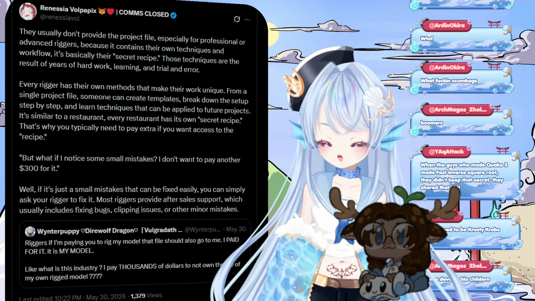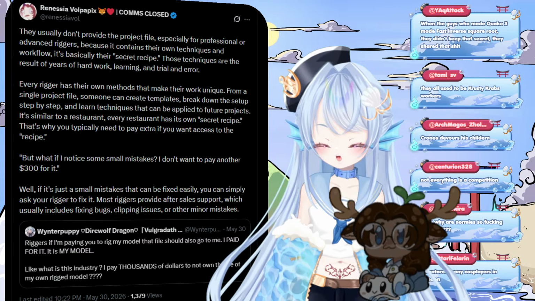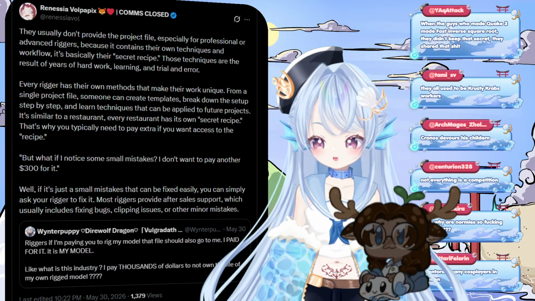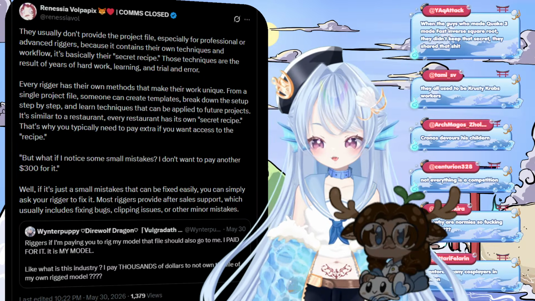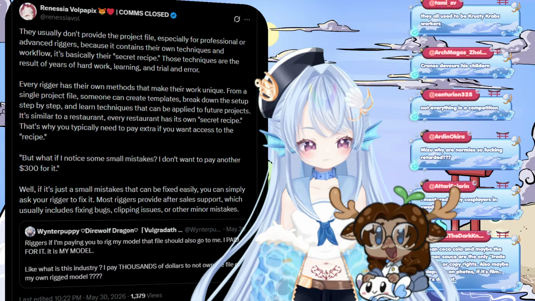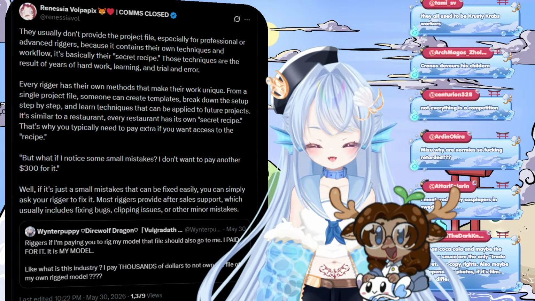But what if I notice some small mistakes and don't want to pay another $300 for it? Well, if it's just small mistakes, that could easily be fixed. You can simply ask your rigger to fix it. Most riggers provide after-sales support, which usually includes fixing bugs, clipping issues, or other minor mistakes. Okay, you said most. That means there's a couple of riggers who don't. You don't seem like that type of person to do that.